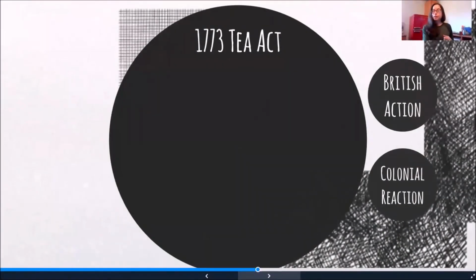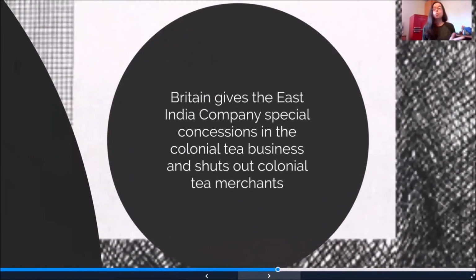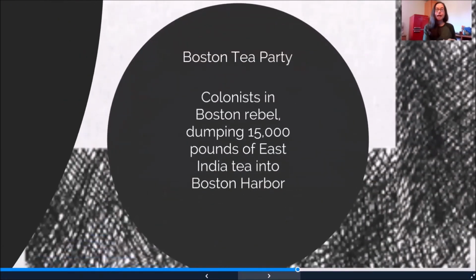In 1773, we had the Tea Act. I bet you know what happened here. So Britain gave the East India Company special concessions in the colonial tea business, and they shut out colonial tea merchants. They said all the tea that's coming in is going to be from us. And the colonists got together, dressed up like Native Americans one night in December, and they dumped 15,000 pounds of East India tea into the Boston Harbor.